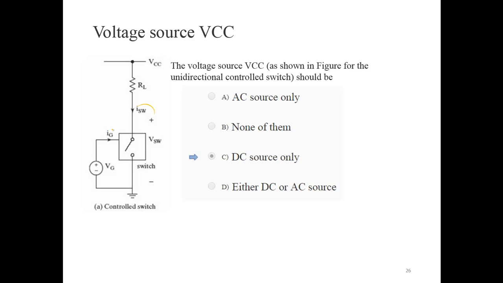Now, the voltage source VCC, in this particular case, is a DC supply because it is unidirectional. If you apply AC, most switches cannot handle it. That means it will be unidirectional, only one direction of current can flow. If you apply an AC voltage, the current will try to flow in both directions. But as the current can flow in only one direction, the source must be a DC source.